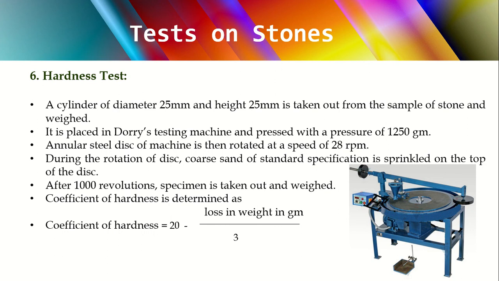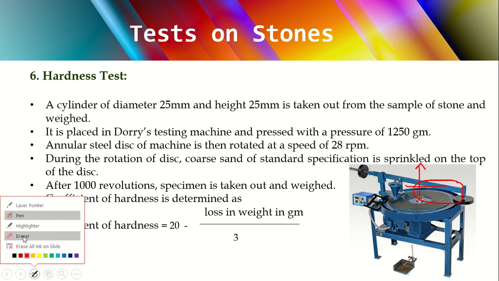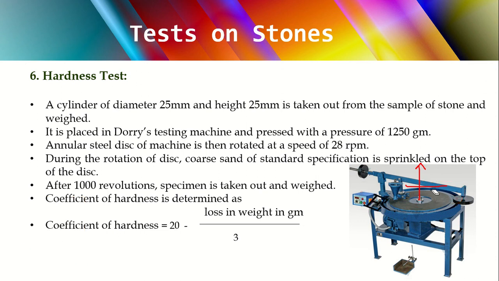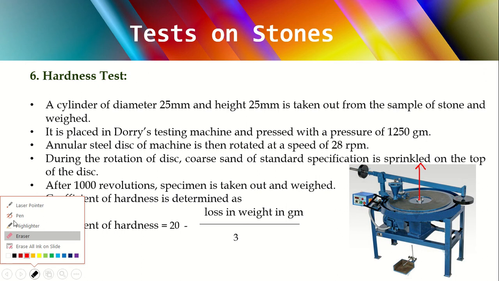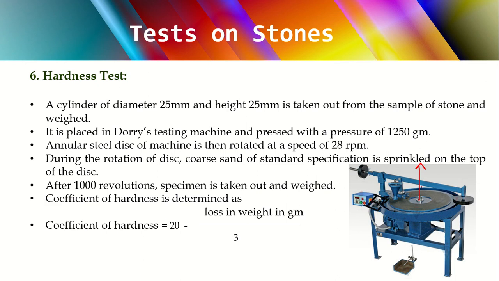So let it be some W1. Okay, then you place this cylindrical stone sample in the Doris testing machine. So if you can observe my pointer here, place the cylindrical sample here. Then you have a blue color hanger, this part is there, right? You place the cylindrical stone sample here, then on this you apply the pressure, or nothing but the weight.